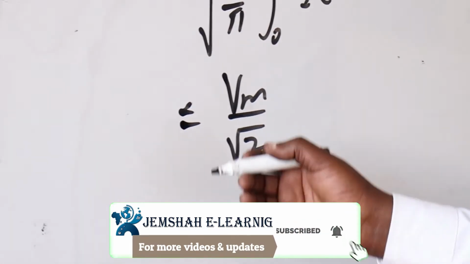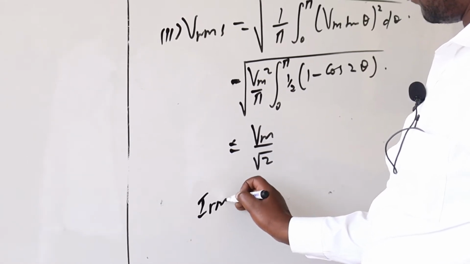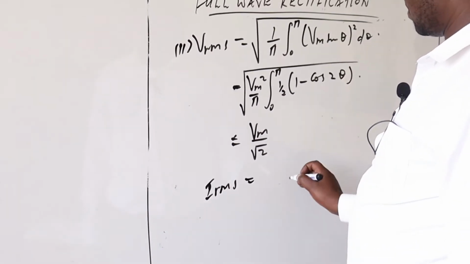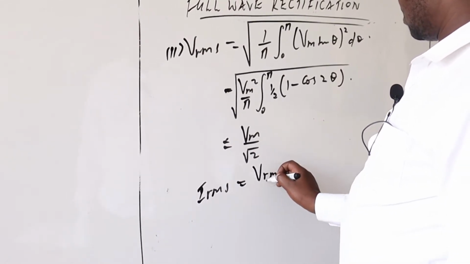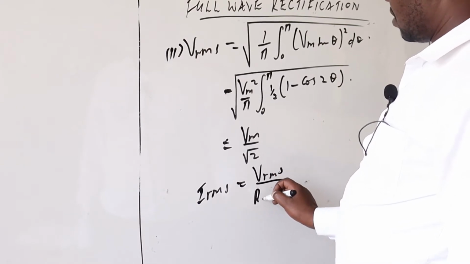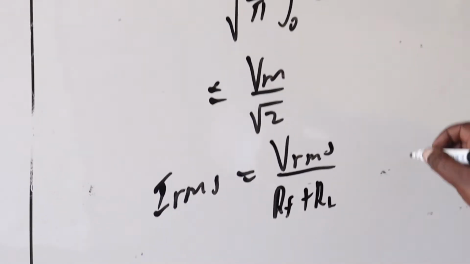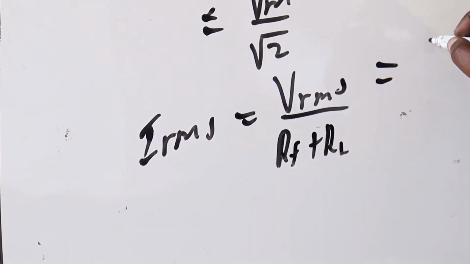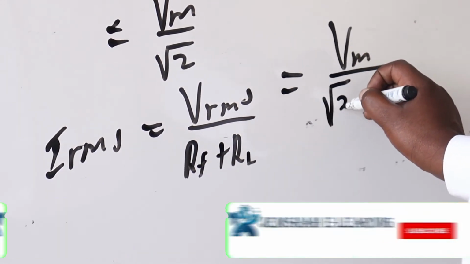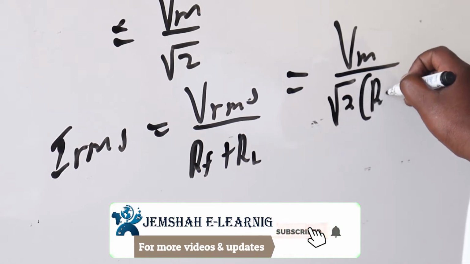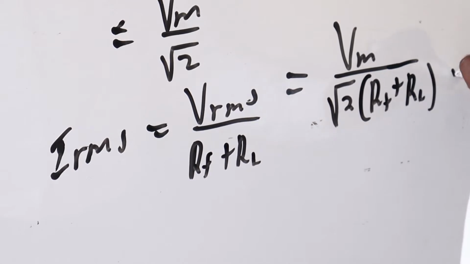So in the same way, we can get IRMS. IRMS will be our VRMS divided by the total resistance, that is Rf plus Rl. So this is going to be Vm all over root 2 into Rf plus Rl.